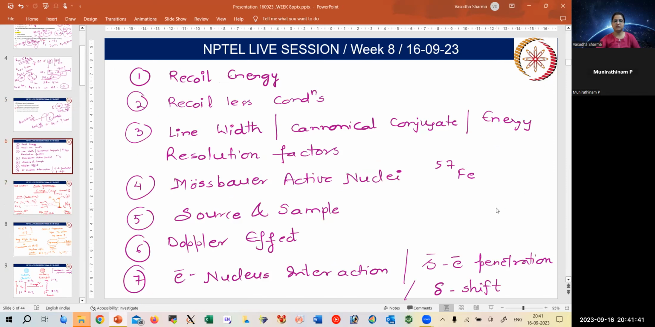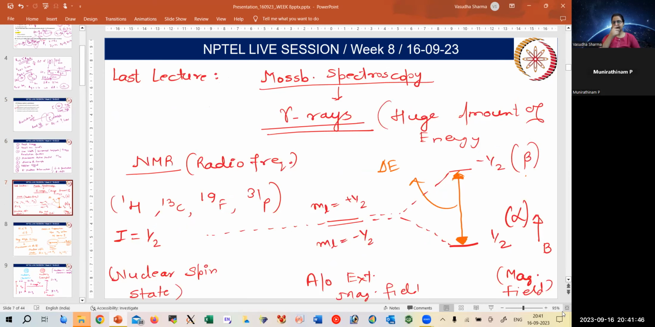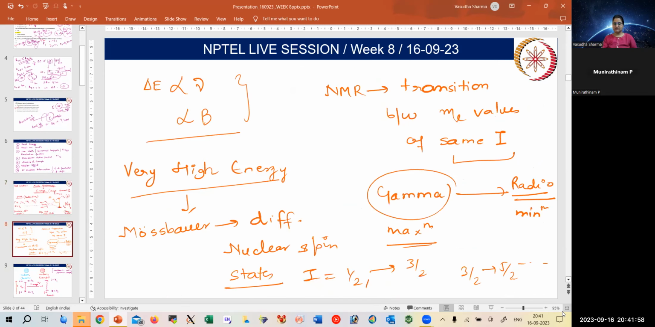So we have covered all the concepts, recoil energy, recoilless conditions, everything. We actually started with the understanding of Mössbauer spectroscopy, that it involves gamma rays. Gamma rays are the maximum energy that is involved in the electromagnetic radiation, and they involve the change in the energy state. The nuclear spin state values, that means I equal to 1/2, 3/2, 5/2, something like that.